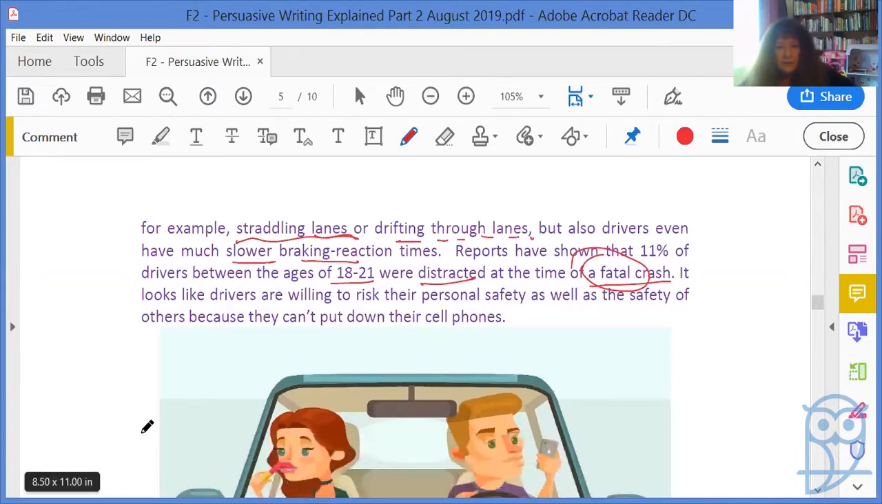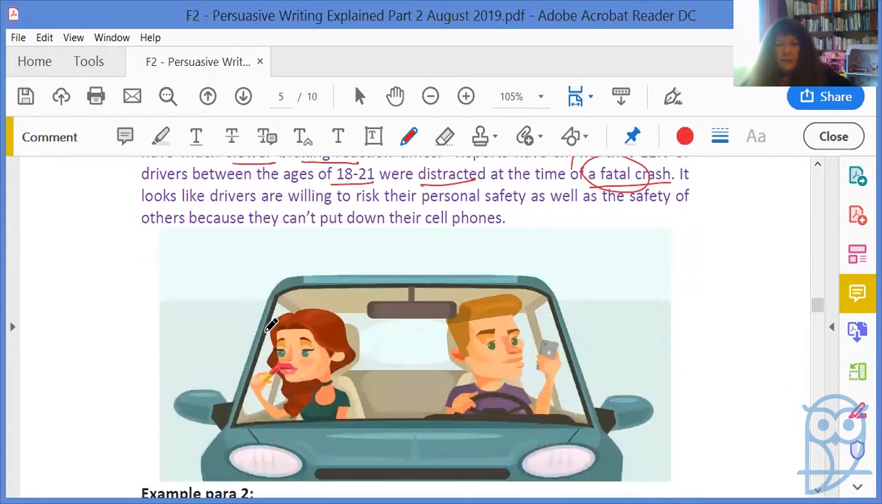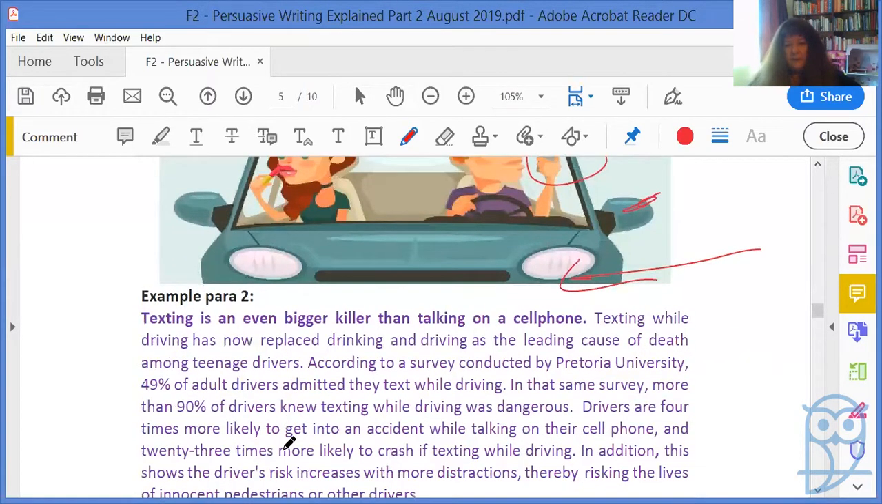So it looks like drivers are willing to risk their personal safety as well as the safety of others because they cannot put down their cell phones. Look at this guy on his cell phone looking at it. He's not looking at the road. He's not paying attention. When you're driving, you have to be looking in your mirror, what's behind you, what's in front of you, what's going to jump out in front of you. You can't really do that. It's unsafe. So that would be your first paragraph.